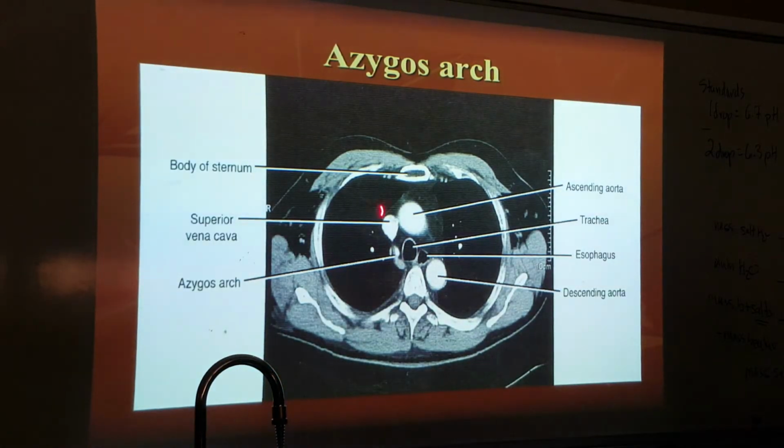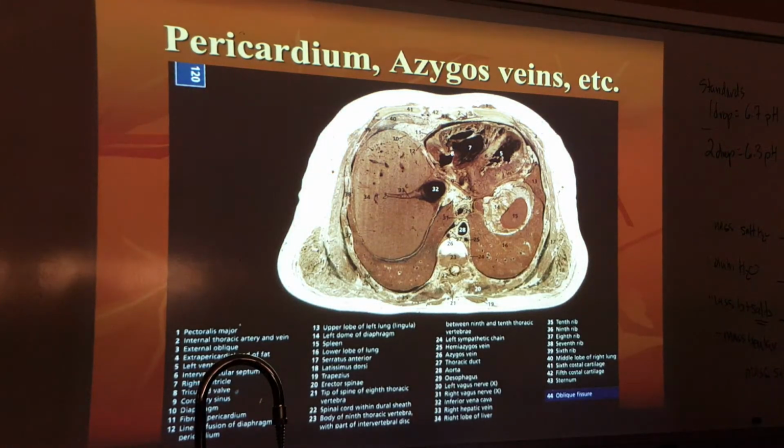So here we see the azygos arch. And these azygos veins run back against the spine. This is the ascending aorta, descending aorta, superior vena cava, trachea, esophagus. And here we see the hemiazygos vein and the azygos vein right there. And this is the abdominal aorta. We know that because we're just below the diaphragm.